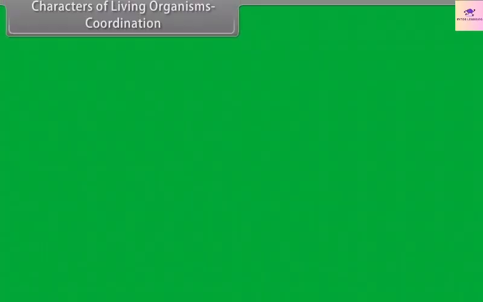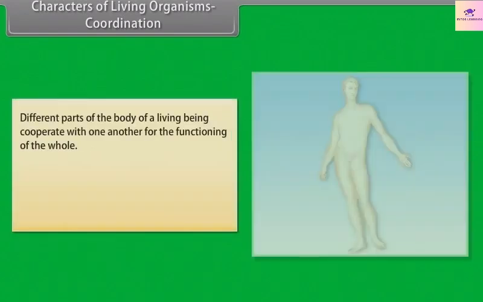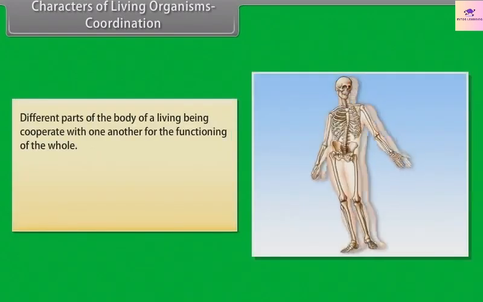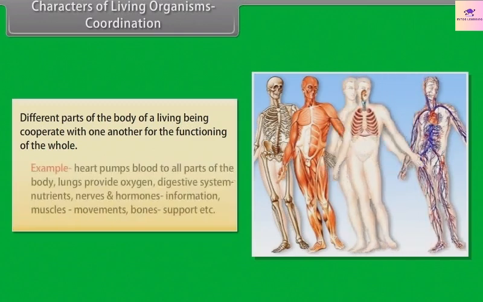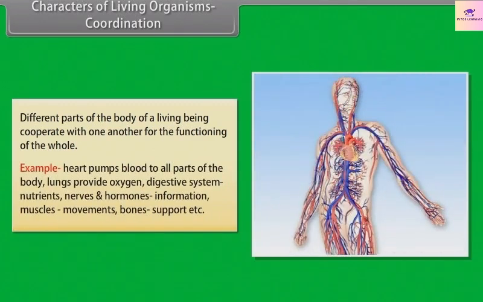Characters of living organisms: Coordination. Different parts of the body of a living being cooperate with one another for the functioning of the whole. Example: heart pumps blood to all parts of the body, lungs provide oxygen, digestive system provides nutrients, nerves and hormones carry information, muscles produce movements, bones give support, etc.